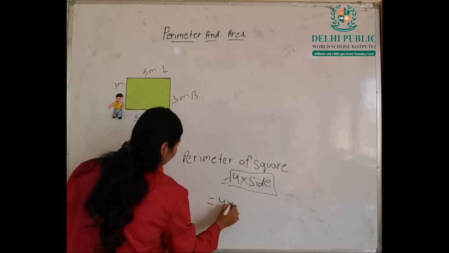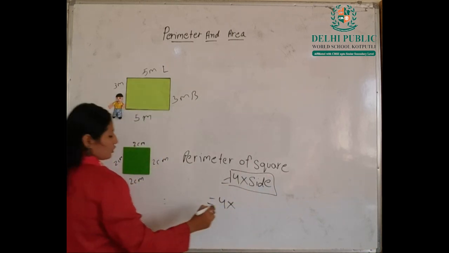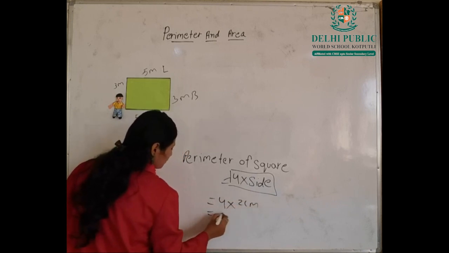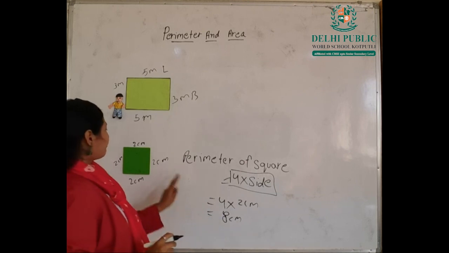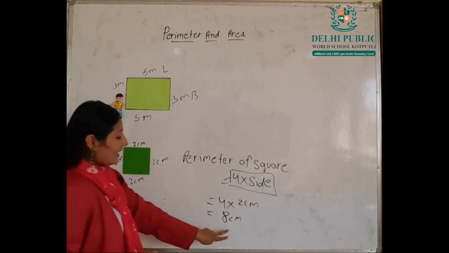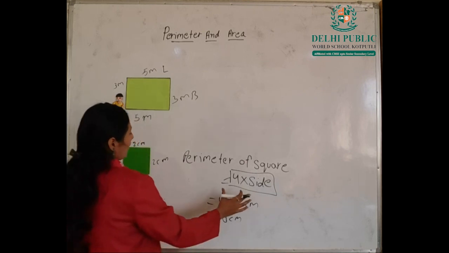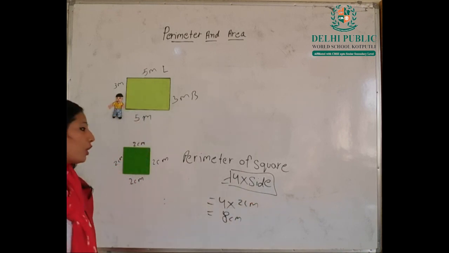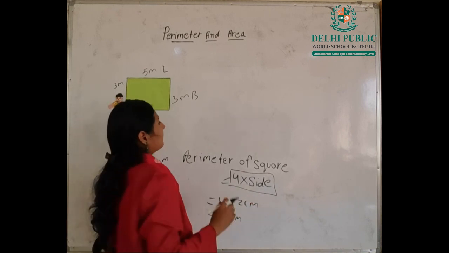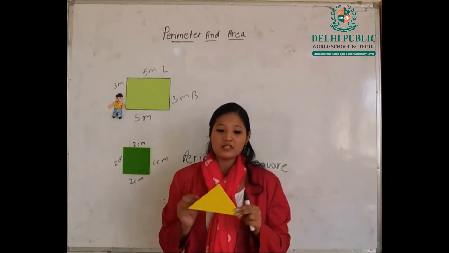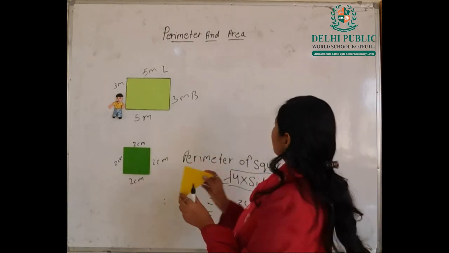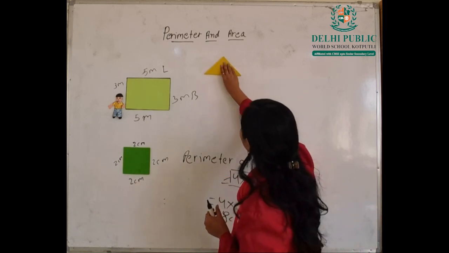So 4 multiplied by my side, which is 2 centimeter. So 4 2s are 8 centimeter. So my perimeter for this square will be 8 centimeter, and the formula for the perimeter of a square is 4 multiplied by side. Now if I want to calculate the perimeter of a triangle, I am putting it here.